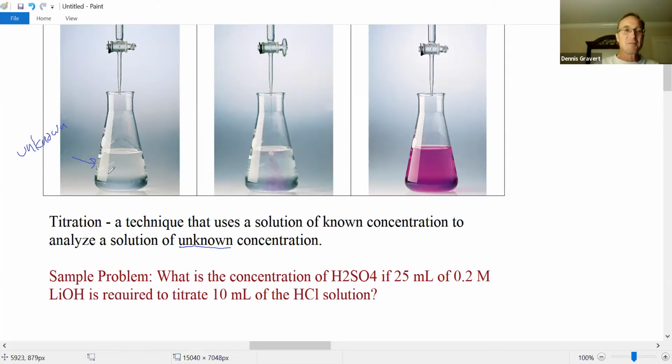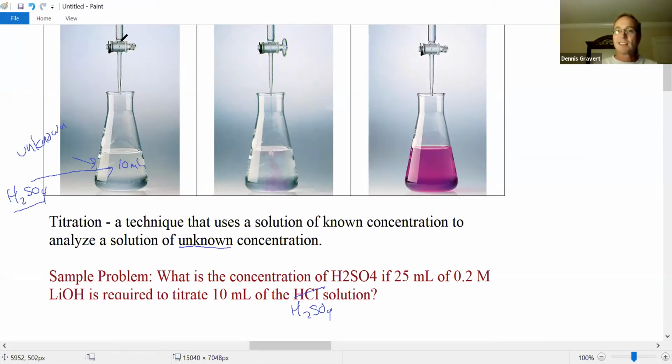So in the sample problem, we're gonna put some sulfuric acid in this container. And then let's say we have, why is this HCl? Because I made a mistake. Sorry, it's not two acids, only one. Okay, so let's say this has a total volume of 10 milliliters of sulfuric acid. We want to know how many moles per liter, what the concentration is. We don't know what it is, you just know the identity, sulfuric acid.